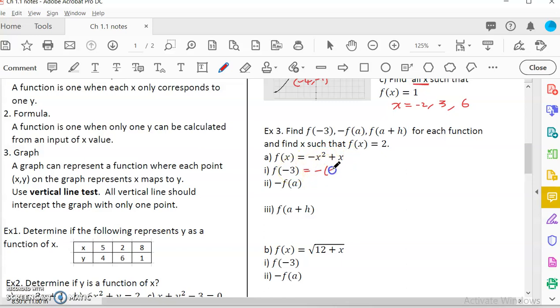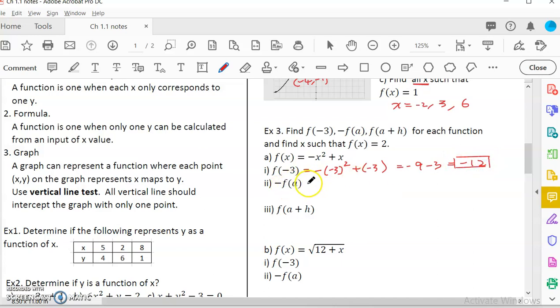Negative is outside, so it is negative 3 squared plus negative 3. Remember, we have to do the exponent first, so negative 3 squared. Don't do negative negative here because you have an exponent, unless there is no exponent, then you can. Negative 3 squared is positive 9, so it becomes negative 9 minus 3, which is negative 12. Okay, box it.